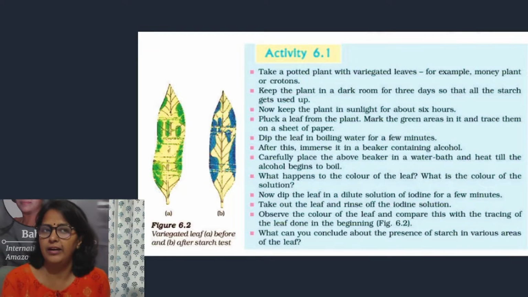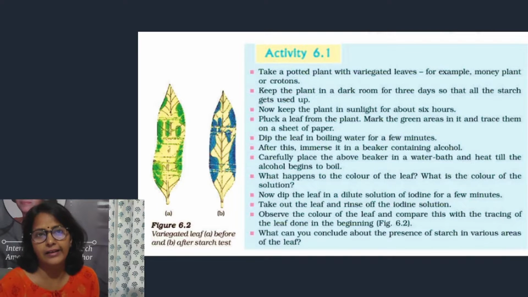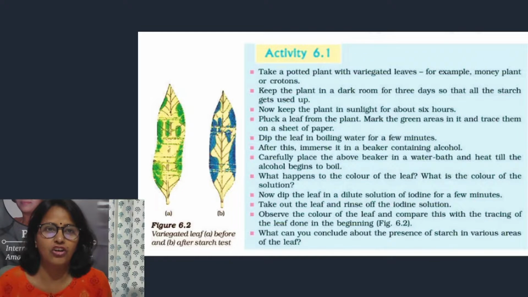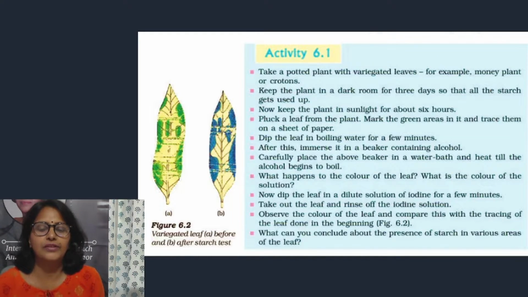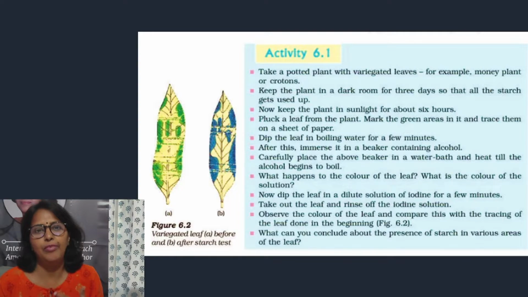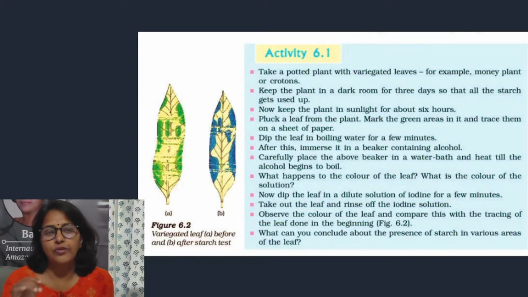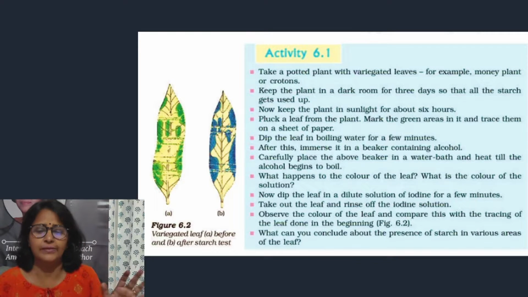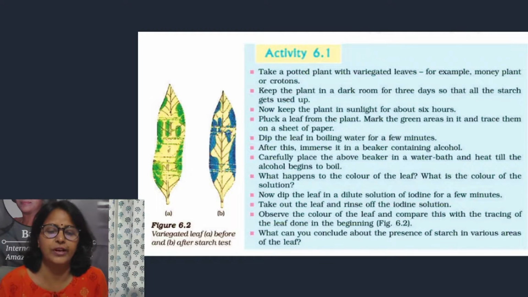Why do we keep the plant in dark for 3 days? So that all the starch which was stored in the plant gets used up. So this says that starch is the storage material of plants, isn't it? In plants, after photosynthesis, glucose is prepared, and that glucose is converted into starch, and that is utilized by plants for its different activities. So we keep the plant in a dark room for 3 days so that no photosynthesis occurs, and whatever starch has been stored in the plant gets used up.